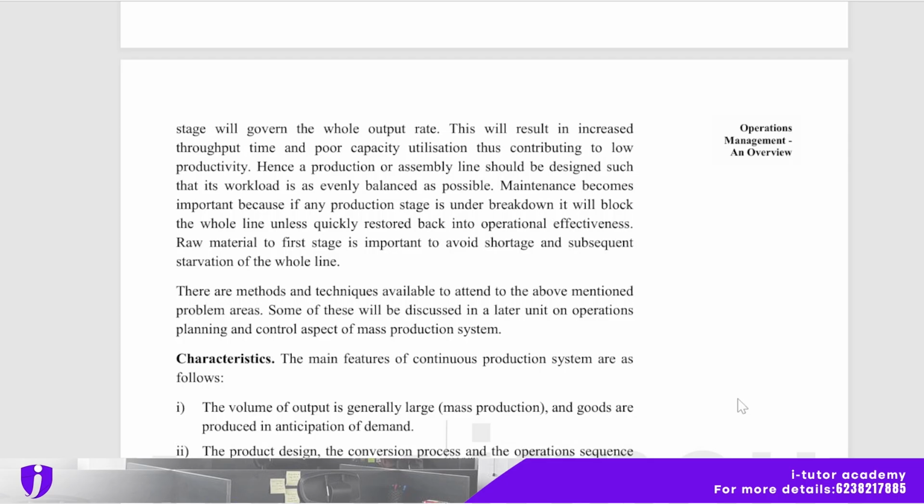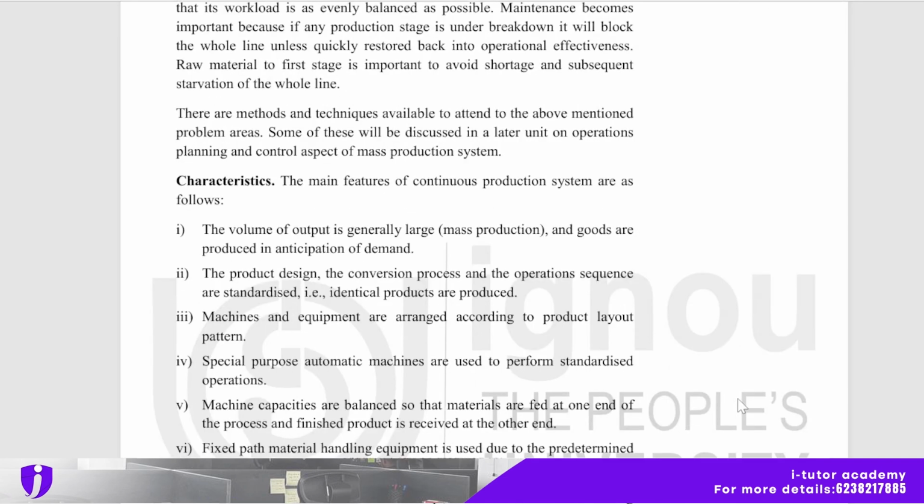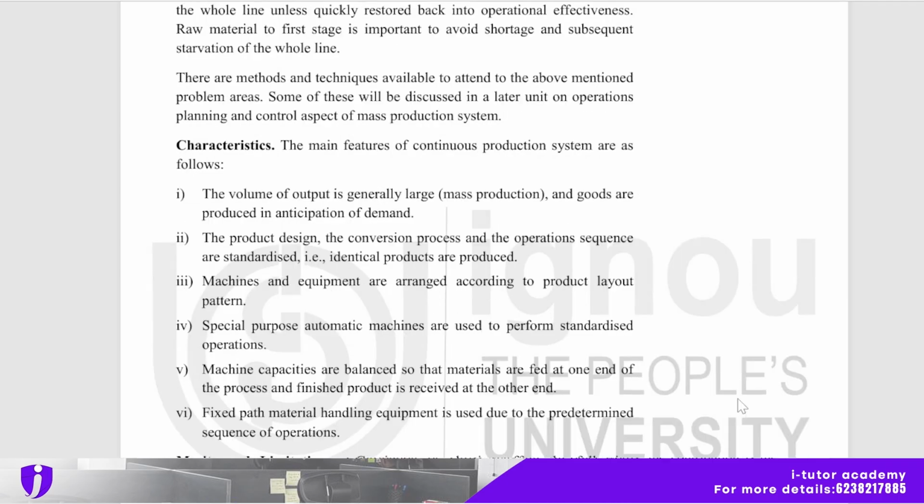Maintenance becomes important because if any production stage is under breakdown, it will block the whole line unless quickly restored back into operation. The raw material supply to the first stage is important to avoid shortage and subsequent starvation of the whole line. There are methods and techniques available to attend to the above mentioned problem areas. Some of these will be discussed in a later unit on operations planning and control aspects of mass production system.